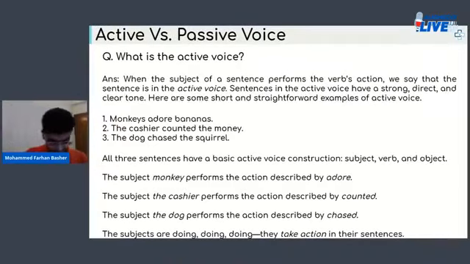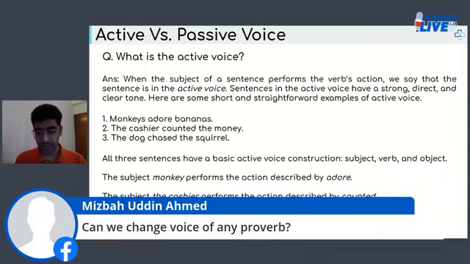Okay. Thank you for posting your queries here. I can see we're getting some very good questions. Let's start with this question from Ms. Baldinamid. Can we change the voice of any proverb?